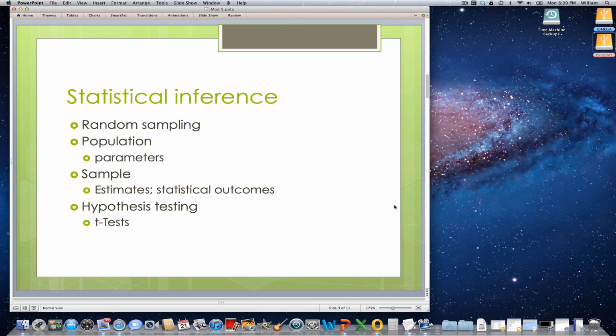And finally, in statistical inference, it leads us into a discussion of hypothesis testing, and in particular, t-tests.